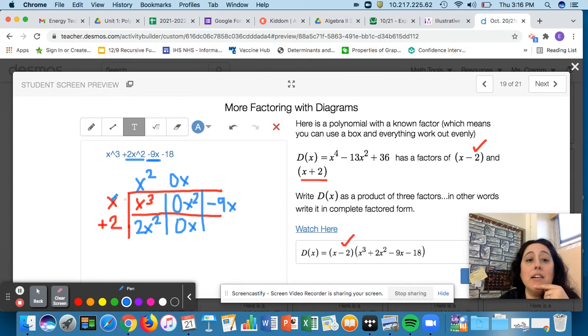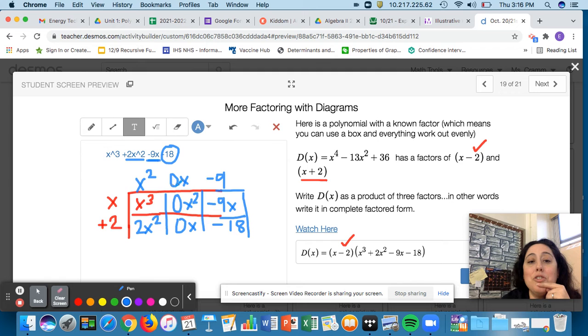So now here, x times negative 9 will give me negative 9x. And it looks like I've come to the end of this because negative 9 times a positive 2 will give me a negative 18. And look at that, I should end at negative 18. Okay?